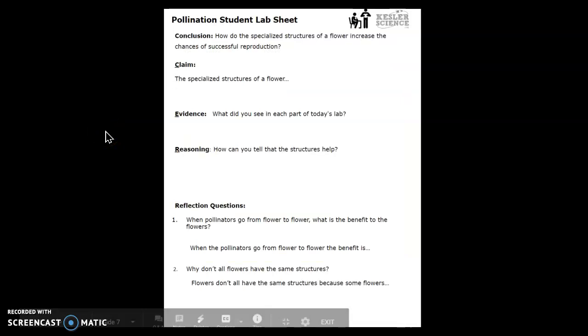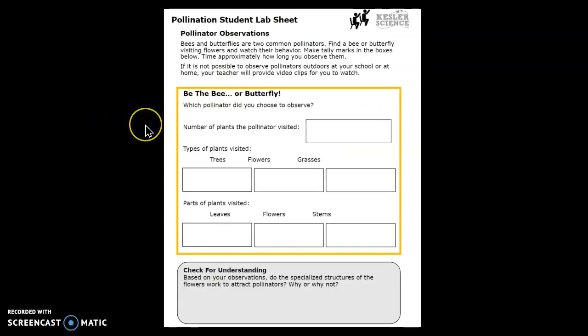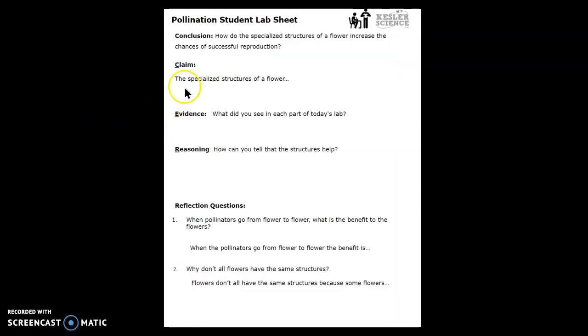Now, you're going to be writing what's called a CER conclusion. Claim, evidence, reasoning. This is something we're going to practice through this year as we're doing labs. I actually started the information for you. The conclusion is, how do the specialized structures of a flower increase the chances for successful reproduction? The claim is that the structures of a flower do what? Explain what the specialized structures of the flower do.